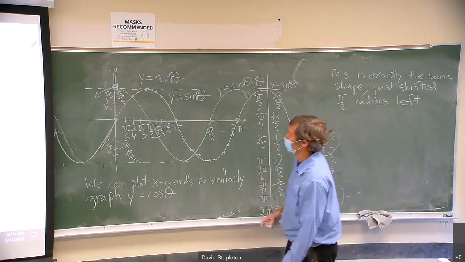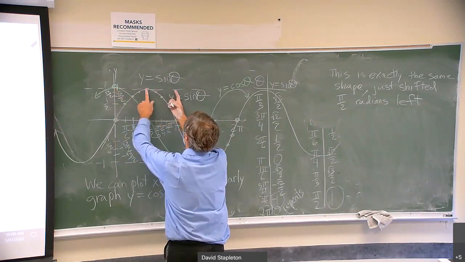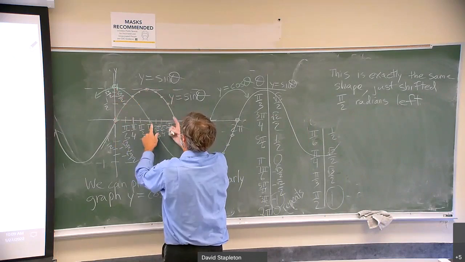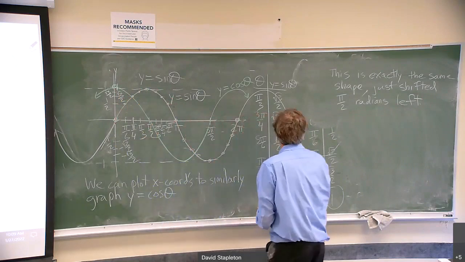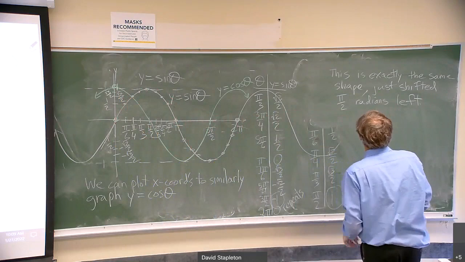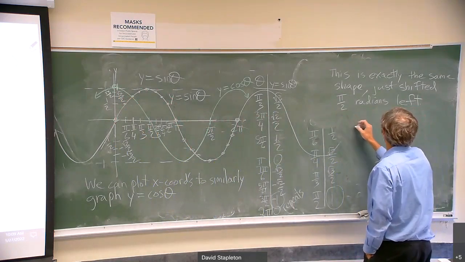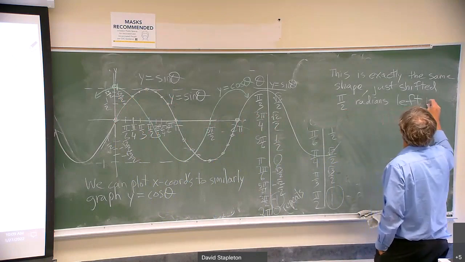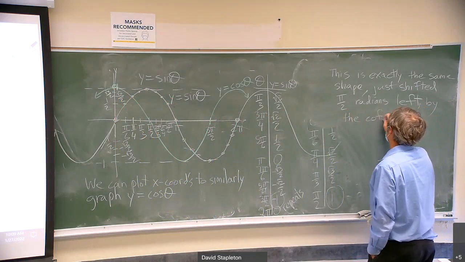That's what this graph is, right? Pi over 2 apart, they do the same thing. They're both 1 here, and then pi over 2 later, they're both 0, and then pi over 2 later, they're both -1. But here's why. We can prove this by the so-called cofunction identity.